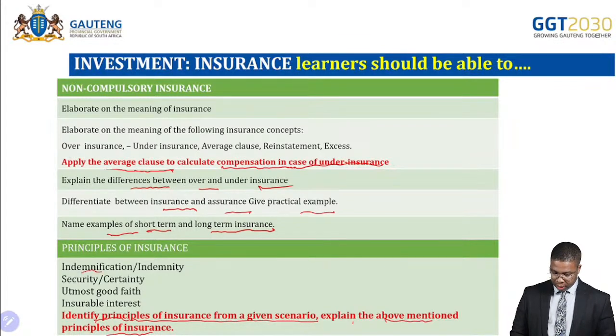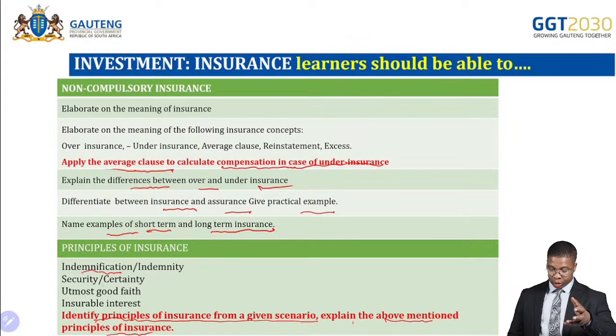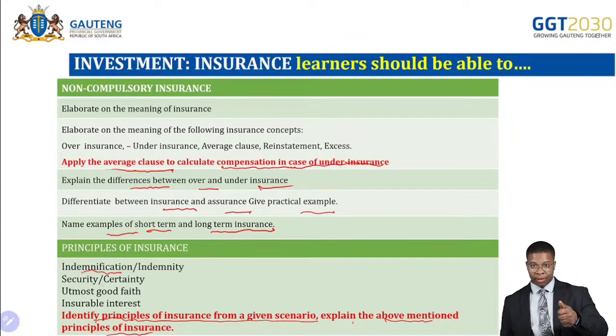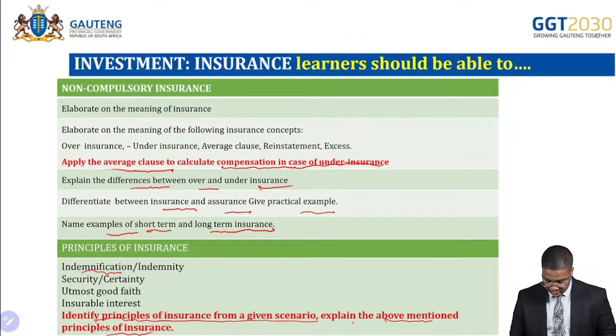So when you're looking into indemnity, you should know that it is applicable to short-term insurance, whereby the insurer agrees to compensate the insured when there's proven loss or damage. And then security, we know that it is applicable to long-term insurance, whereby the insurer agrees to pay a predetermined amount in an event of loss of life or when a certain age has been reached.